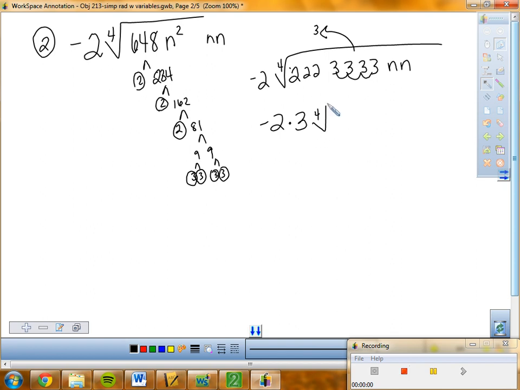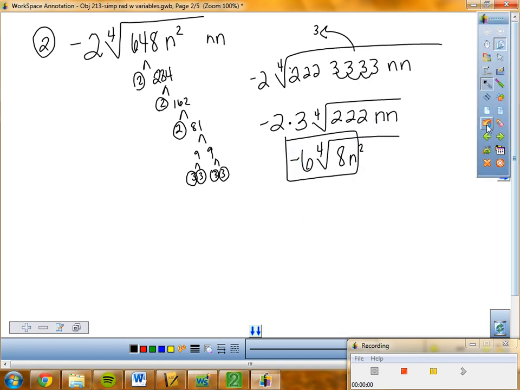Then I recopy my fourth root. All of my 2's stay inside, and all of my n's stay inside. So I multiply what's left out in front. Negative 2 times 3 is negative 6. I keep my fourth root, and I multiply 2 times 2 times 2, which is 8, and n times n, which is n squared. So really the only thing I could pull a group of 4 out was my 3's. Everything else stays inside. And that is my simplified radical.